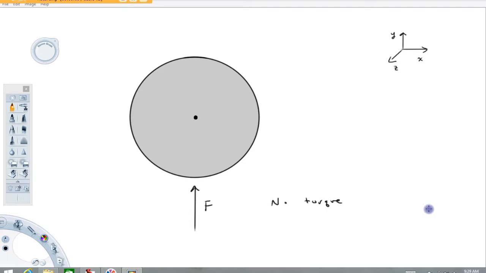The topic of this video will be angular momentum. This is meant to be just an introductory video to the concept of angular momentum. And before we talk about angular momentum, I want to chat a little bit about torque.